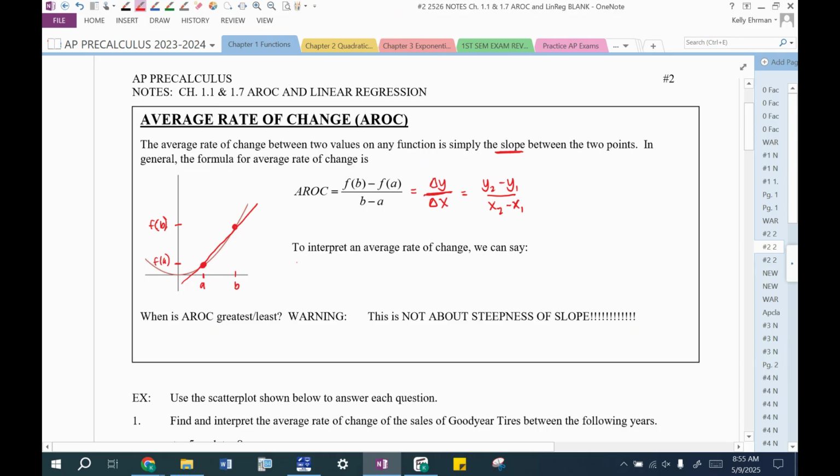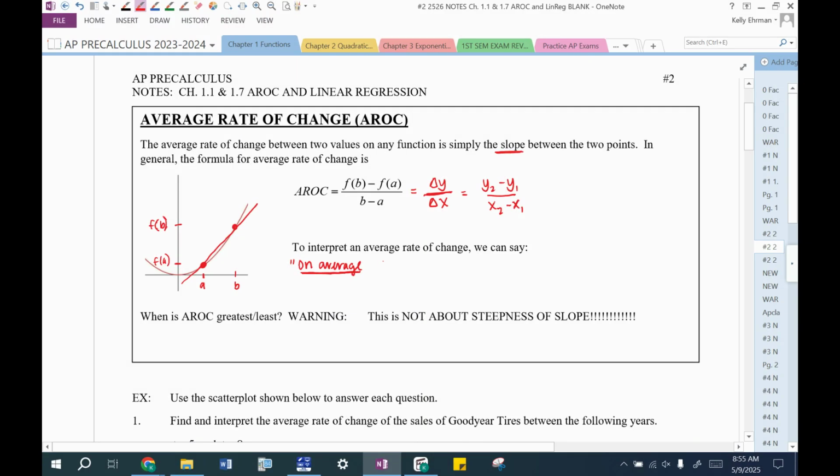We might need to interpret an average rate of change. So you need to have a couple of phrases. I have sort of a script for you. You need to start with on average, because an average rate of change is not the perfect slope between any 2 points on a curve. It's just an average between the 2 points you've picked.